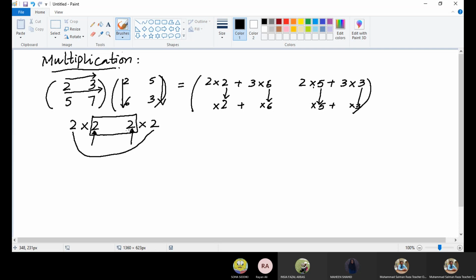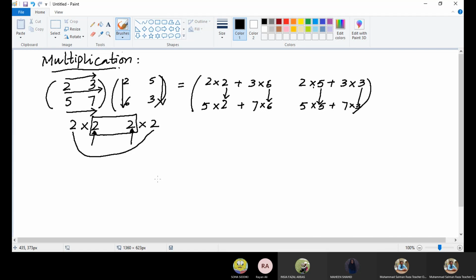Now, first row, first column, and first row, second column are finished, and we took down their numbers over here. And now what are we going to fill in it? This second row, first column. Second row, we just need to write 5 and 7 over here, and then again 5 and 7 over here. So this is how we solve the multiplication of matrices.